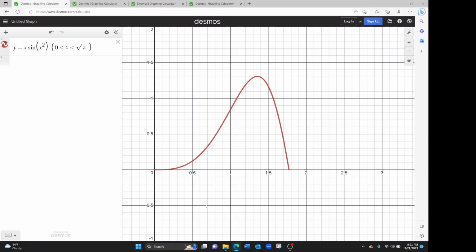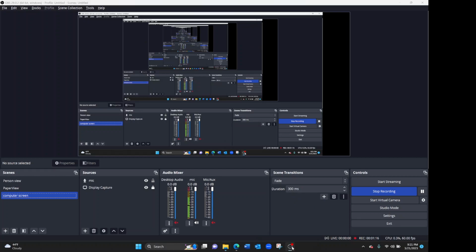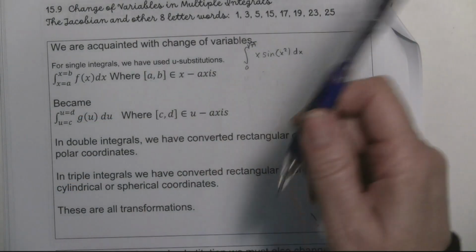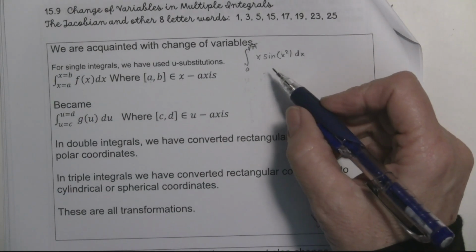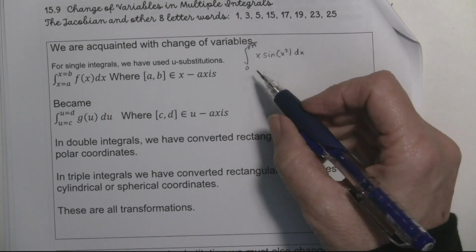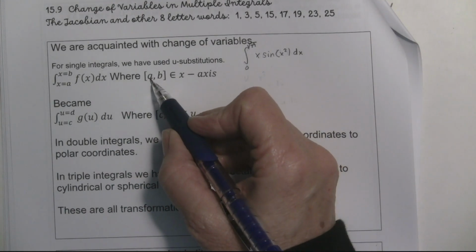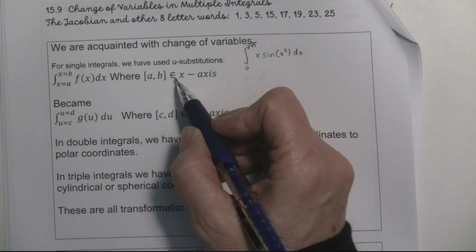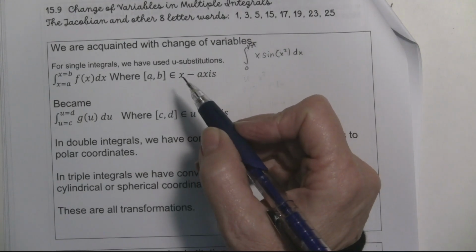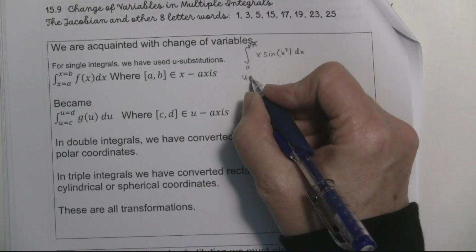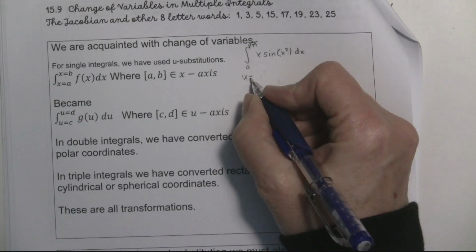And our problem was, so I'm going to click back to OBS here, back to paper view. And the problem was, we couldn't integrate that to find the area. I mean, we definitely could appreciate that our bounds were going from 0 to the square root of pi along the x-axis and all of that. But we couldn't integrate that. So what we did was we had this sneaky way of going around that.